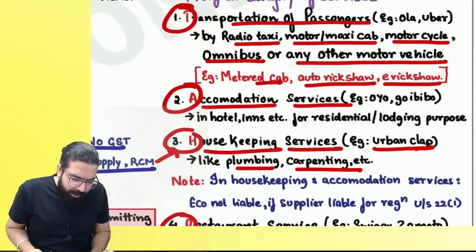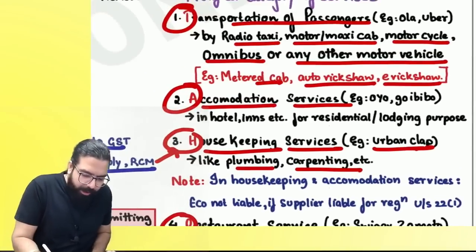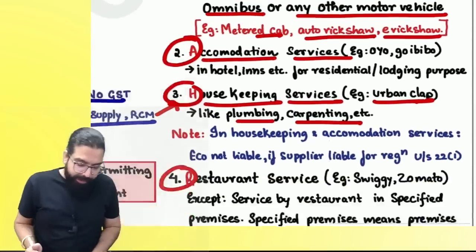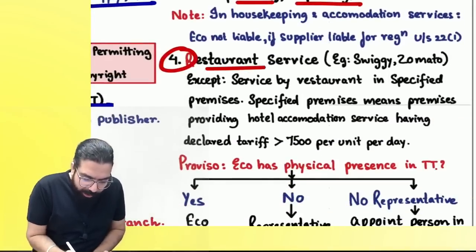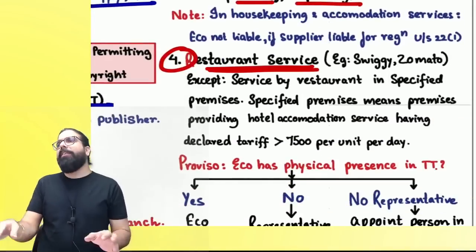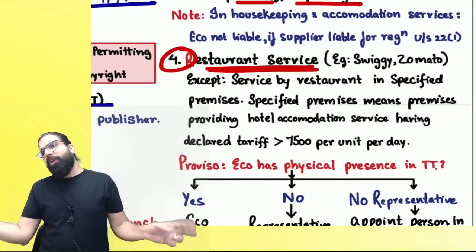The next one over here. Yes, Rapido is also covered. See, motorcycle is covered over here. Done. The next one over here is restaurant services. Always remember, now what was happening? This Swiggy, Zomato was there. Lot of restaurants were there.